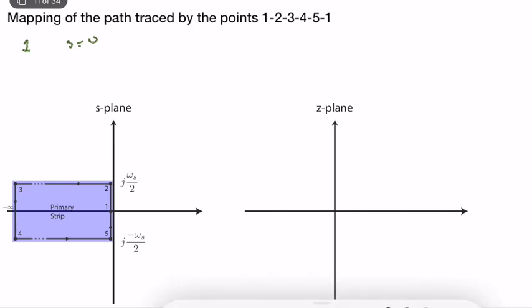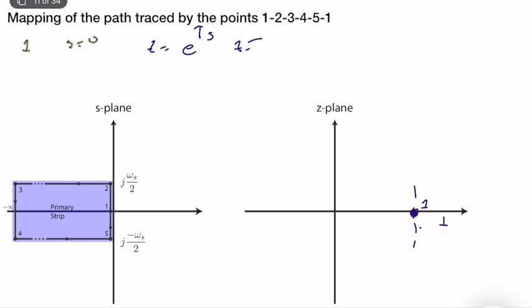Z is equal to e to the power Ts, is equal to e to the power 0, so z is equal to 1. It's great. So we are at 1. This is point 1, and we know that it is equal to 1. So we go from 1 to 2, but where? On the imaginary axis. If we go on the imaginary axis in the S plane, we know that we will stay on the unit circle always.